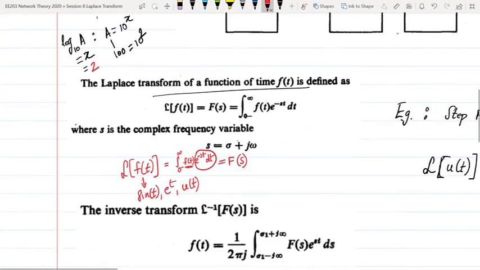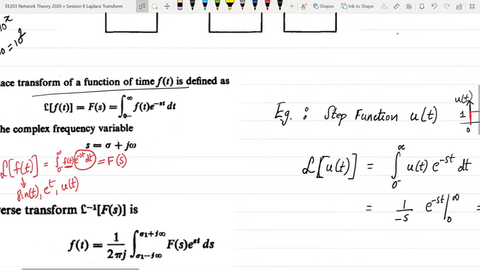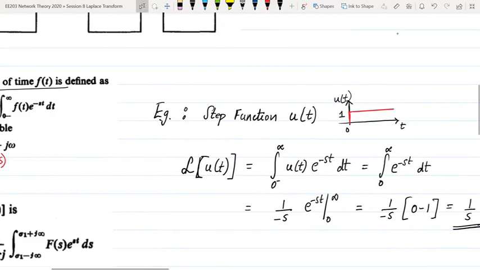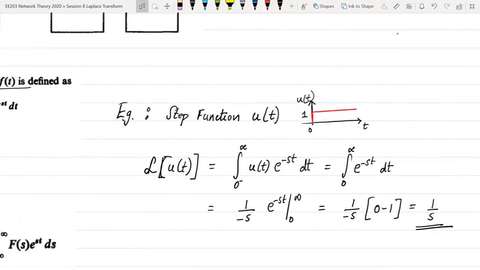Now let's take some example. So let's say I talked about the step function. The step function is represented as u(t), and it's defined as a function which has a constant value above 0 and a value of 0 for less than 0. Okay, so u(t) is the step function as a function of time.